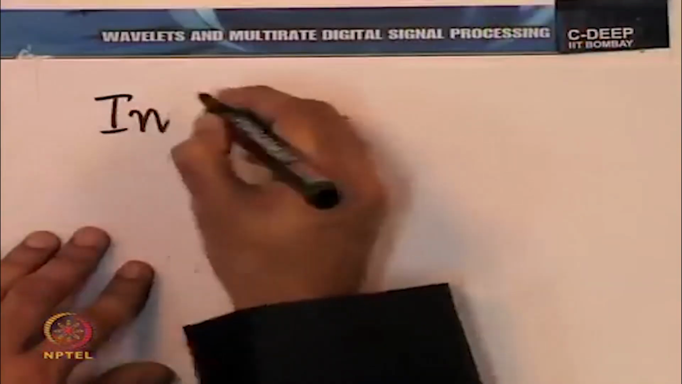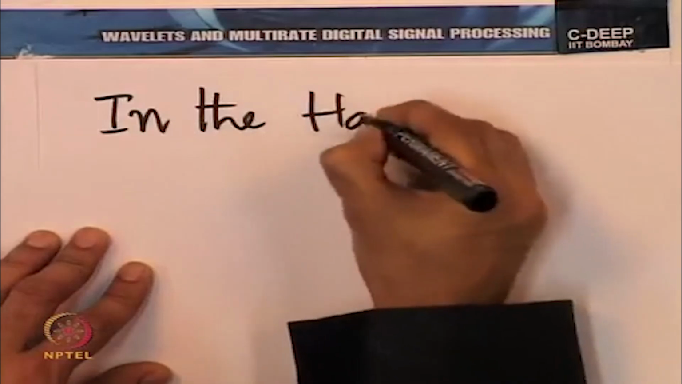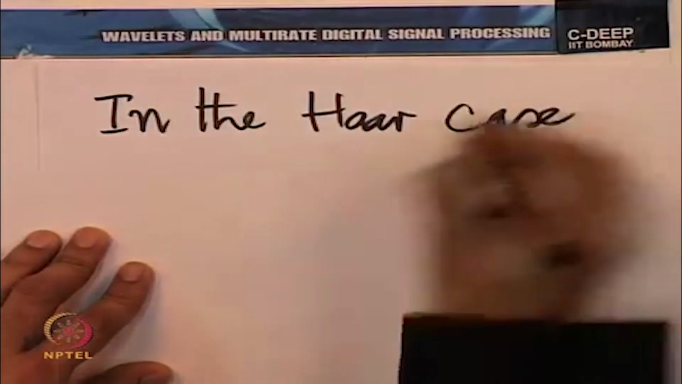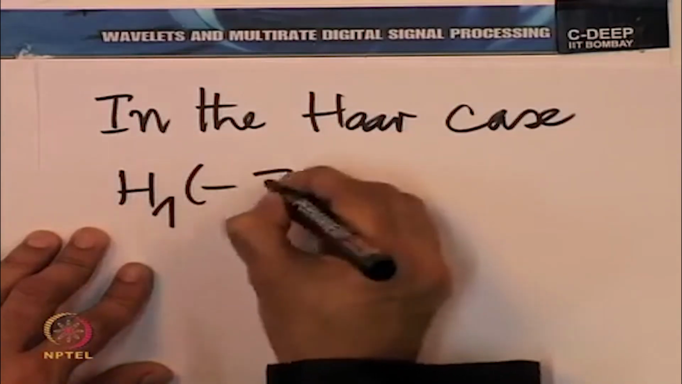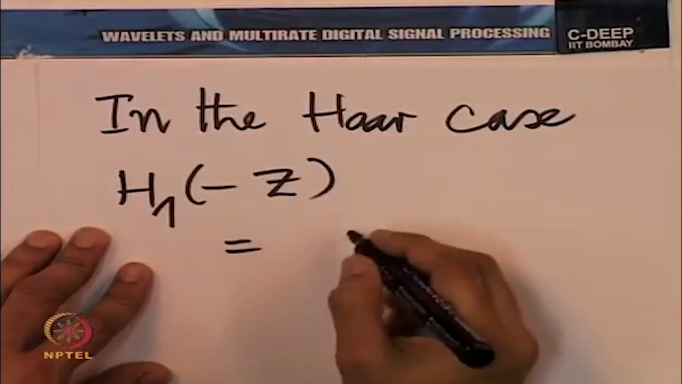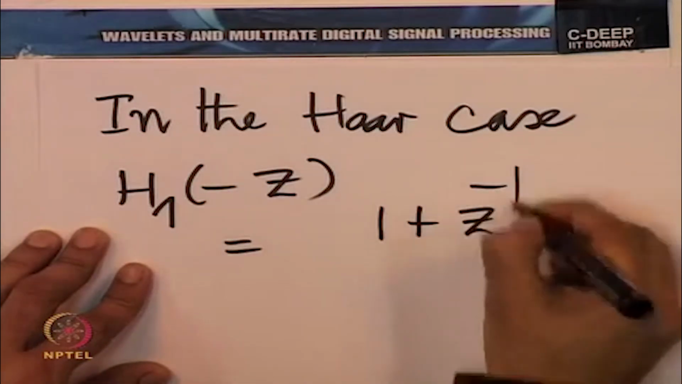Now, that means you need a relation between H 1 and H 0, and one simple thing to do is to make H 0 z related to H 1 minus z. That is what we have actually done in the Haar. If you look at it carefully, in the Haar case, H 1 minus z is essentially 1 plus z inverse by 2.